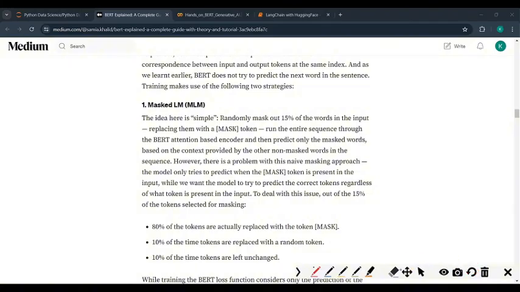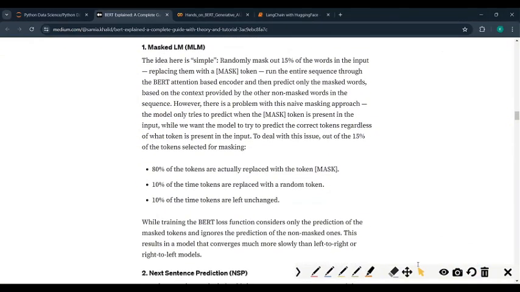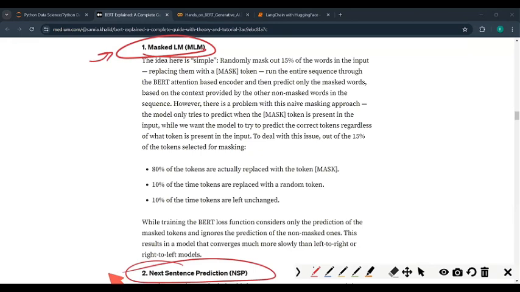And how is it doing that? It is saying that BERT training makes use of the following two strategies. The first one is called masked language model. Understand this. These are the two main components of BERT, how BERT learns something. Masked language model and next sentence prediction. On the basis of these two things done together, the training of BERT is done. Let's see, then I'll take your questions.